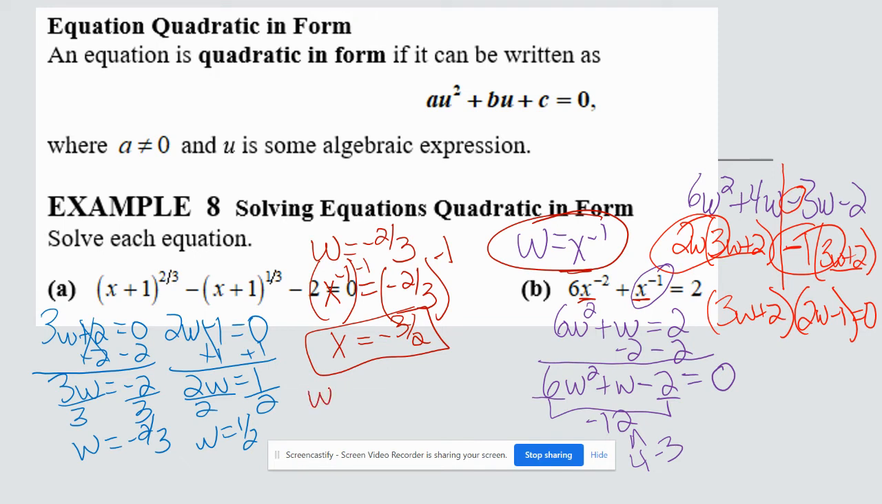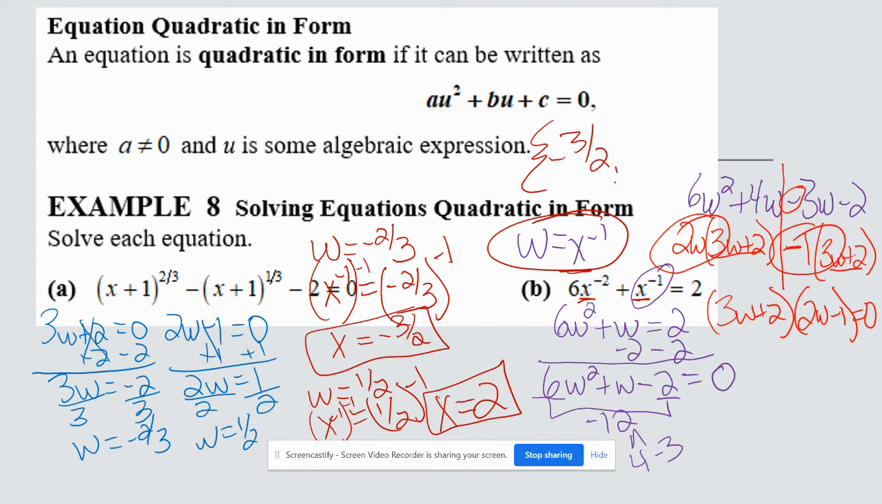So we do the same thing with w is equal to 1/2. W is really x to the negative first. Take both sides to the negative first power. So we get x to the positive first. We do the reciprocal of 1/2, which is 2. So our two solutions in our solution set are negative 3/2 and positive 2.